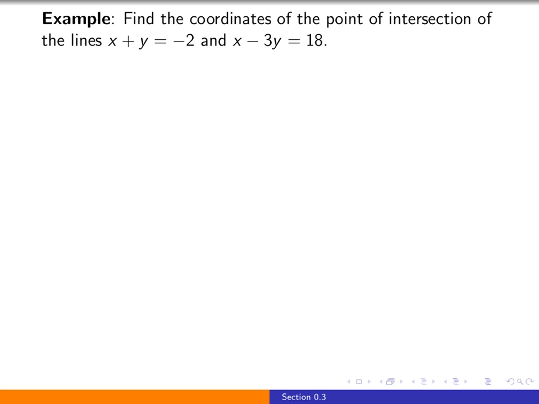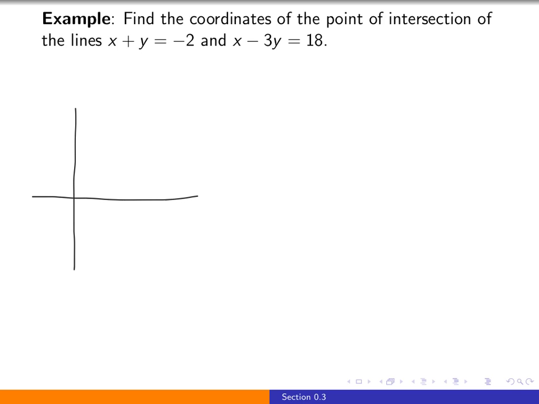In this video we will look at finding the point of intersection of two lines, and we'll use two different methods. So for the first example, we would like to find the point of intersection of the line x plus y equals minus 2 and x minus 3y equals 18. So before doing any work, let's think about this from a geometric point of view.